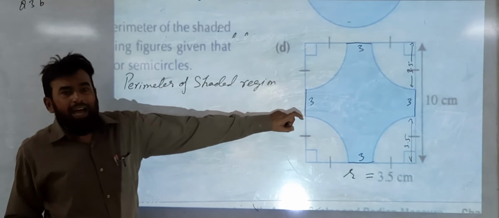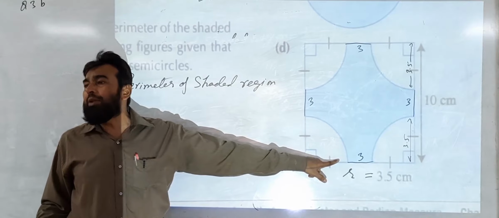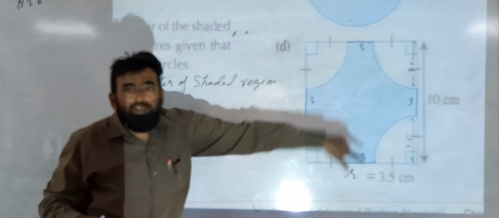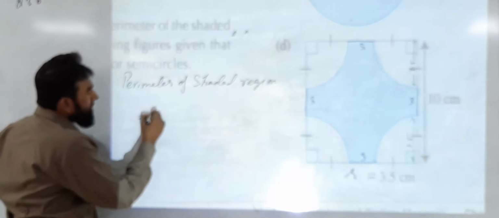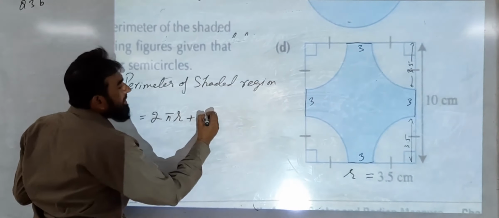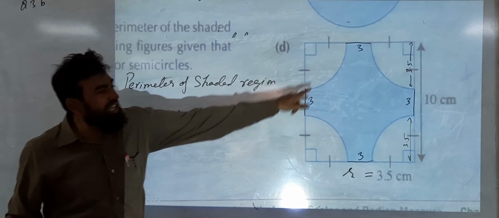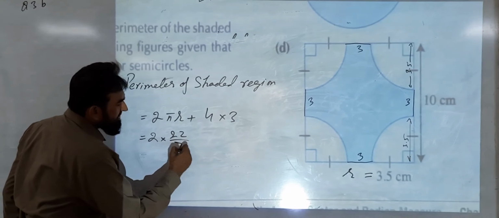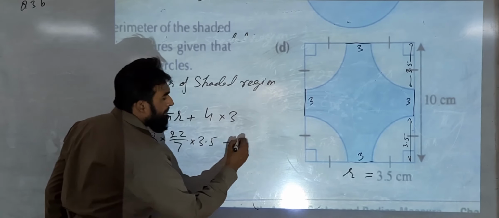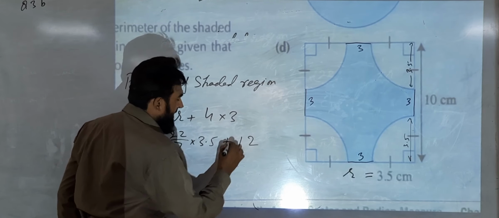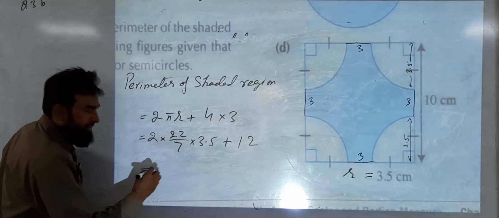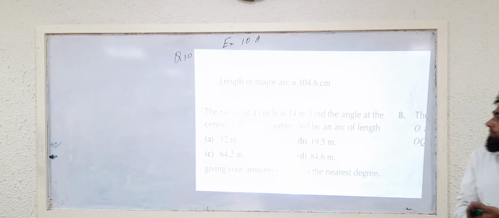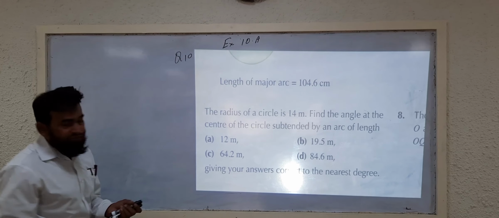To find the perimeter, you will have to see that 4 quarter arcs are making 1 full circle, plus these 4 small straight lines. So this is 2 pi r plus 4 times 3, because there are 4 small lines. 2 into 22 over 7, and the radius is 3.5, plus 12. Final answer? 34 centimeter.